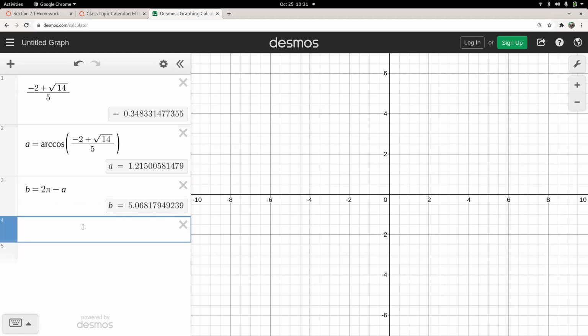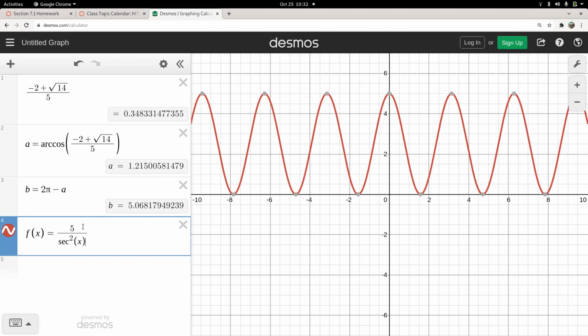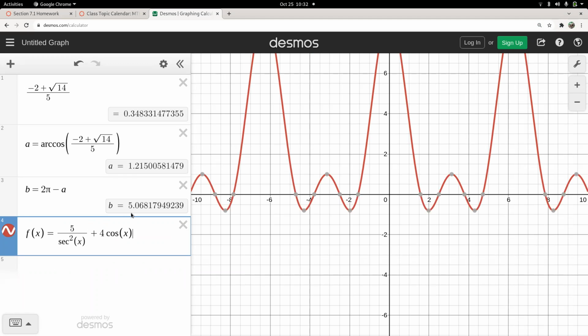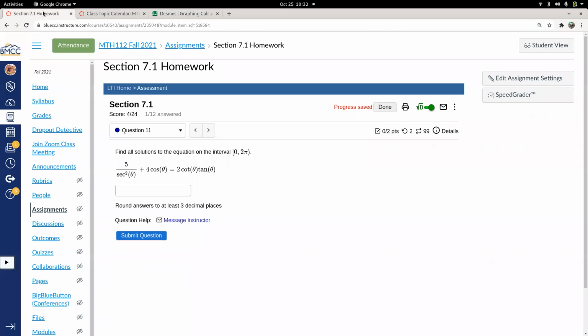All right, and then our functions, I'll call the left side f of x. That was, see if I can get this right, 5 divided by the secant squared of x plus 4 cosine. Did I get that right? Find out in a second. Ooh, that's a wild wave. 5 over the secant squared plus 4 cosine.